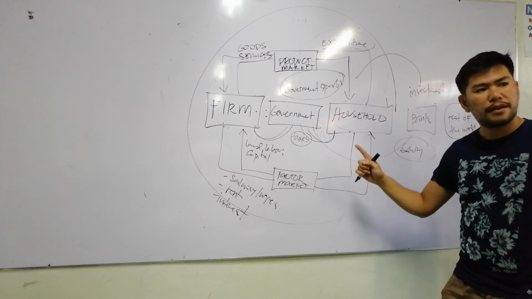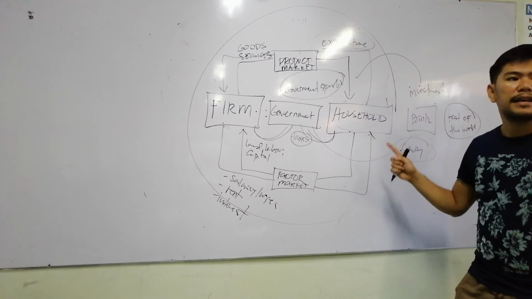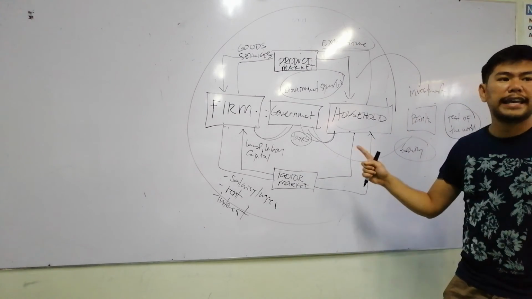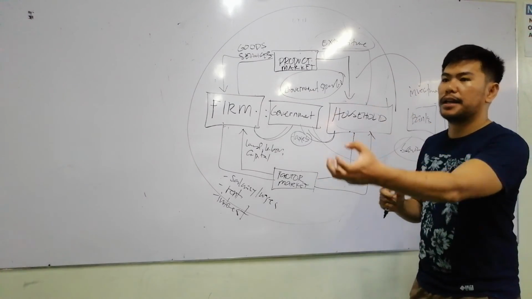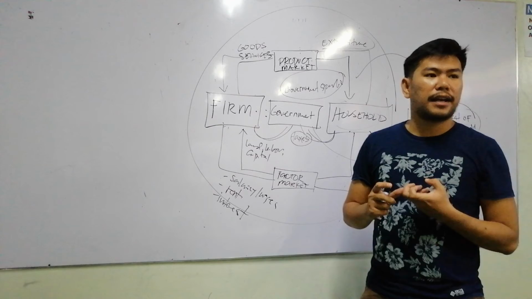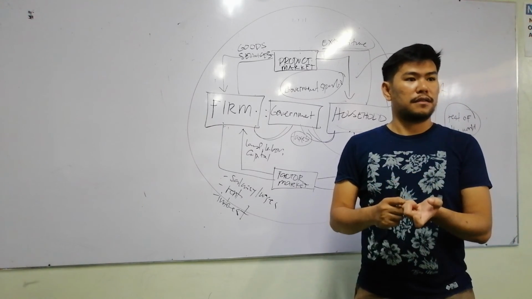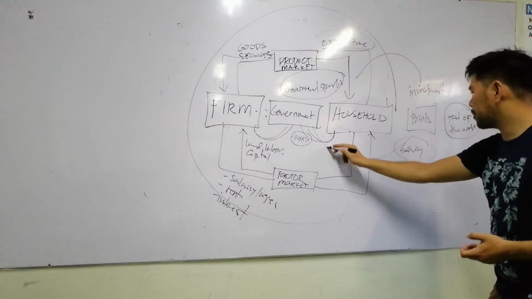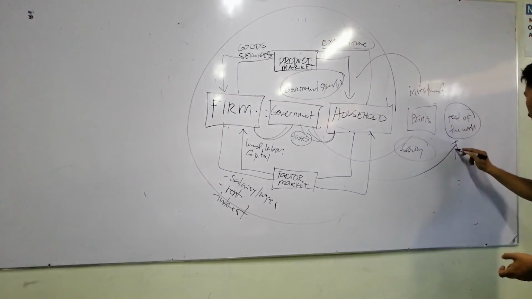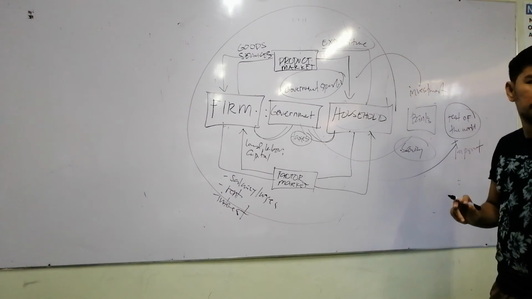Another reason why money goes out of the circulation is when we import. What do you mean by import? We buy a product from other countries. In return, we have to pay them. So money goes out of the circulation. That's what we call the rest of the world. So when we import, money goes out.